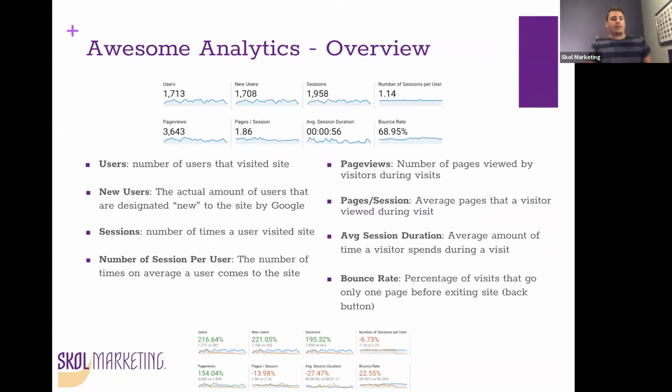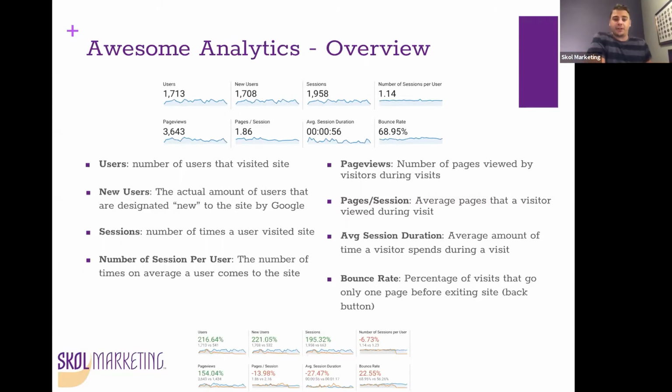That is the number of users that visited the site. So essentially these are people. These are people that came to the site. So in this example here at the top, we had 1,713 users, or people, come to the site during this predetermined time, whichever one was selected.